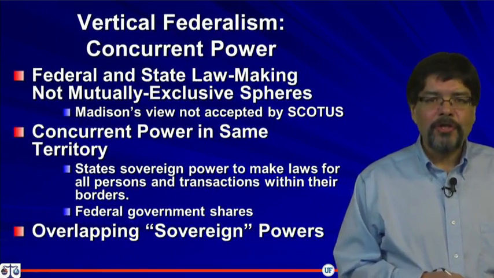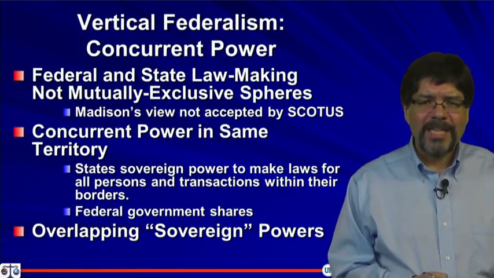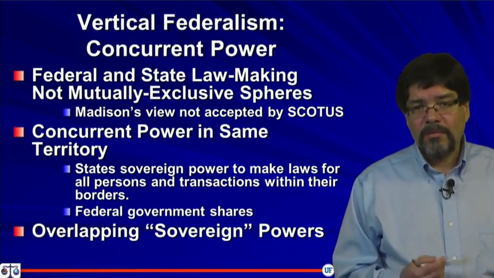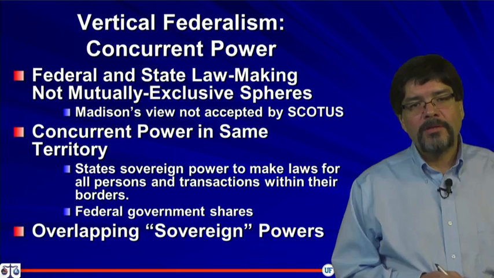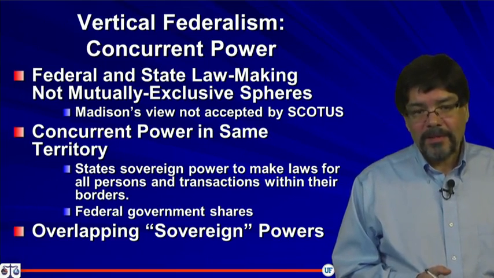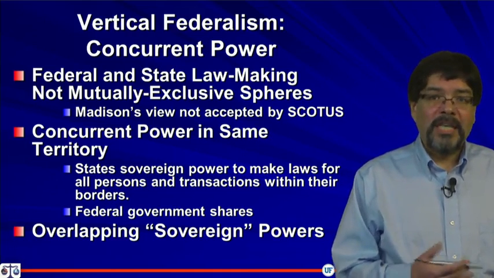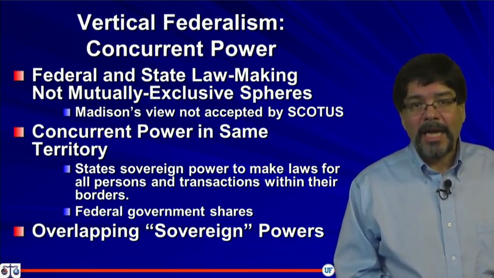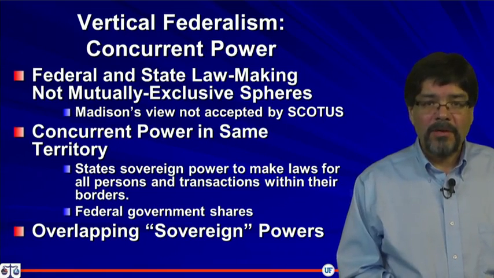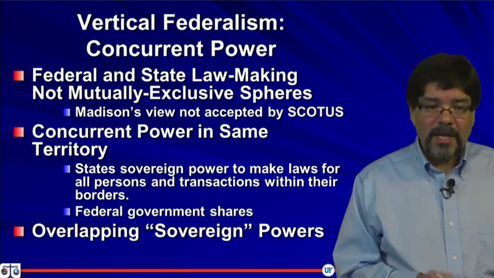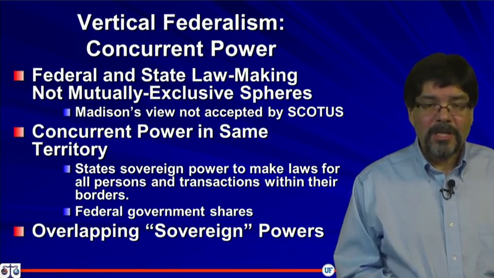In terms of vertical federalism and the exercise of the concurrent authority that the United States government and the governments of the states have, basically what you have is federal and state lawmaking, and as long as they are not mutually exclusive, they can occupy the same field.